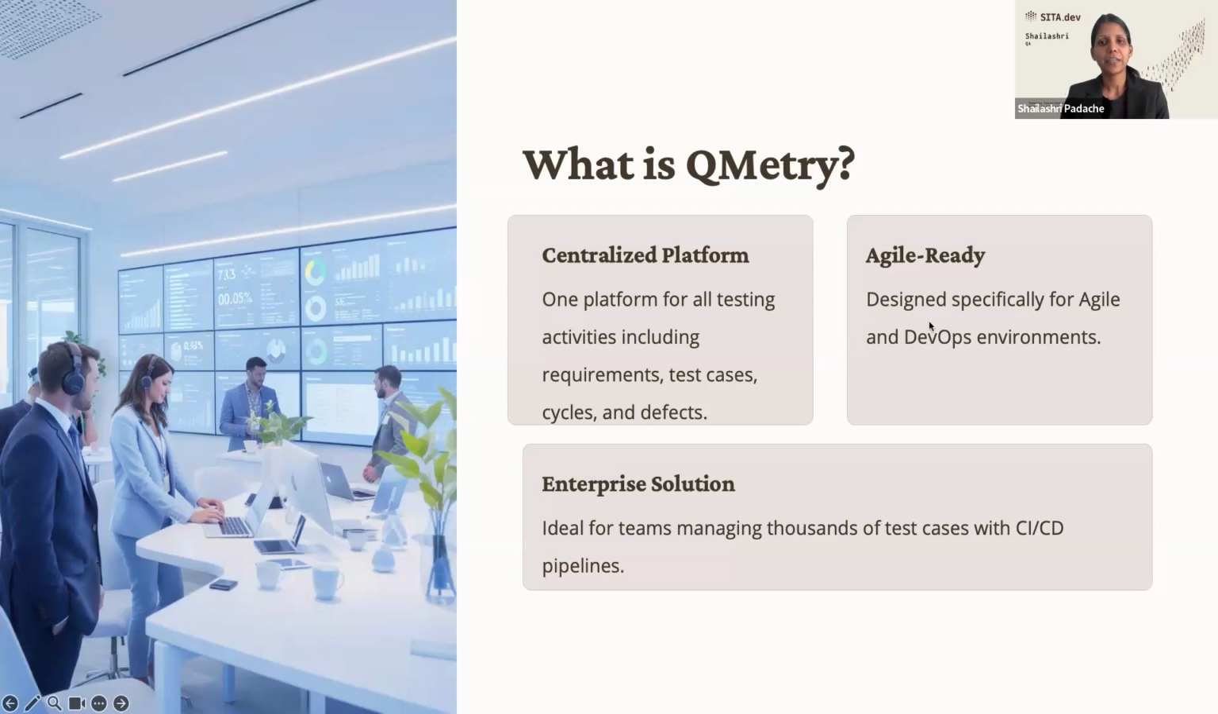Next one is Agile Ready. Agile Ready means your testing methods, tools, and team culture follow Agile values. It focuses on being flexible, working closely with the teams, getting feedback quickly from the end users, and delivering the results in small steps, that is, sprints.